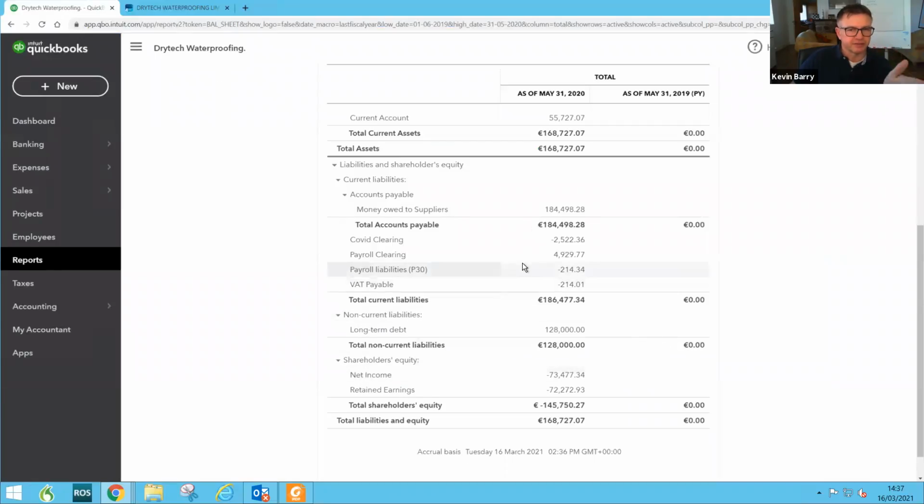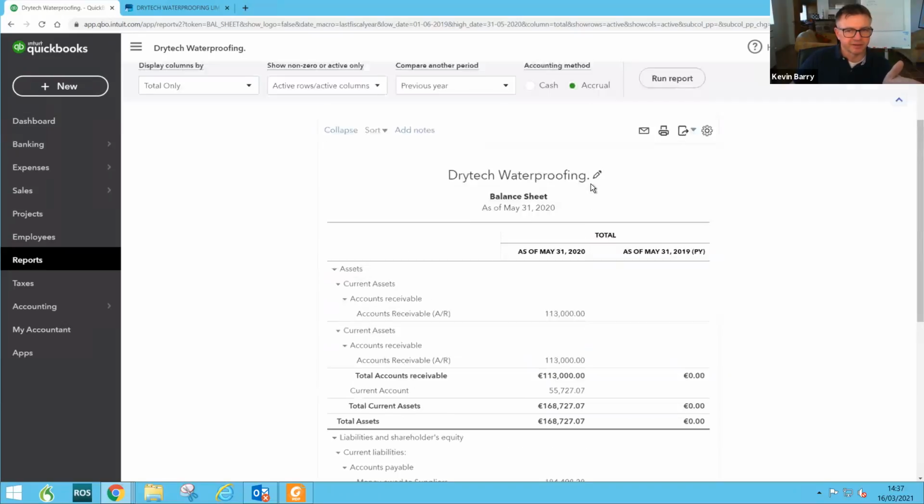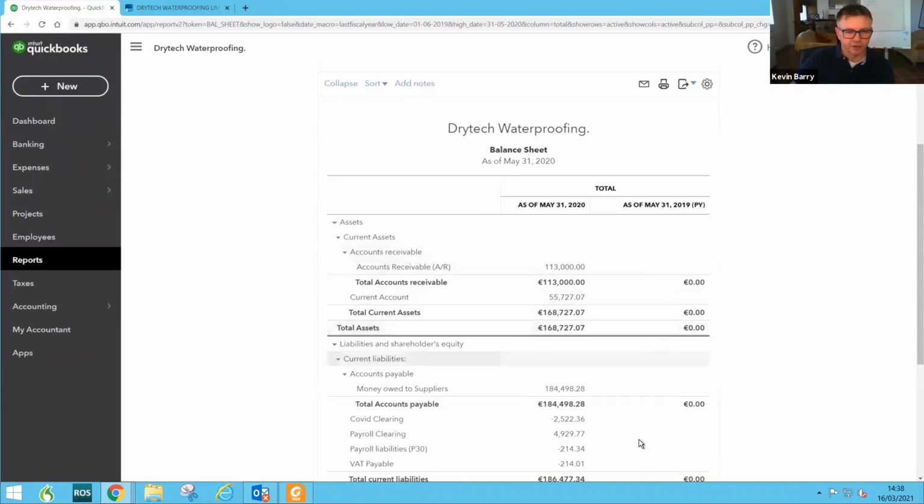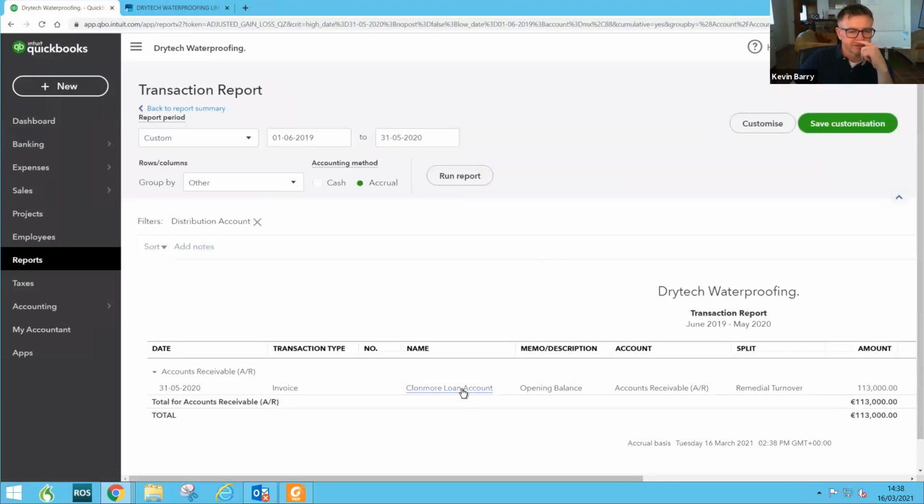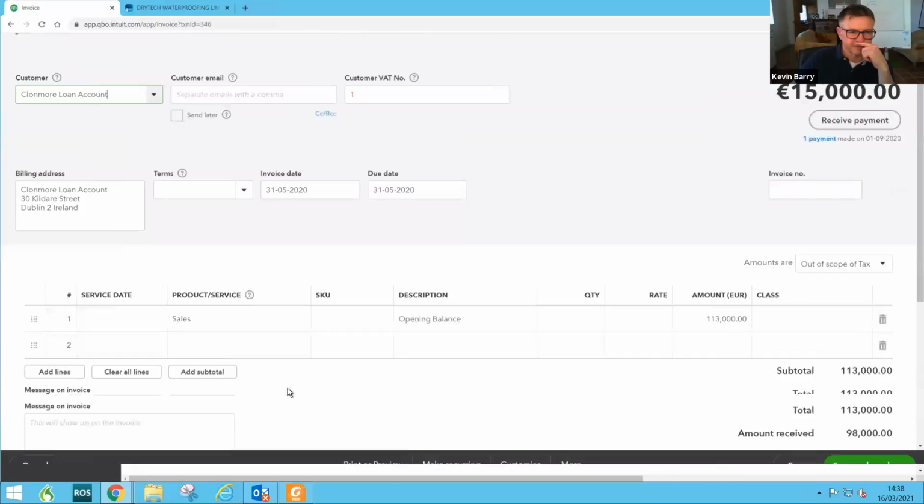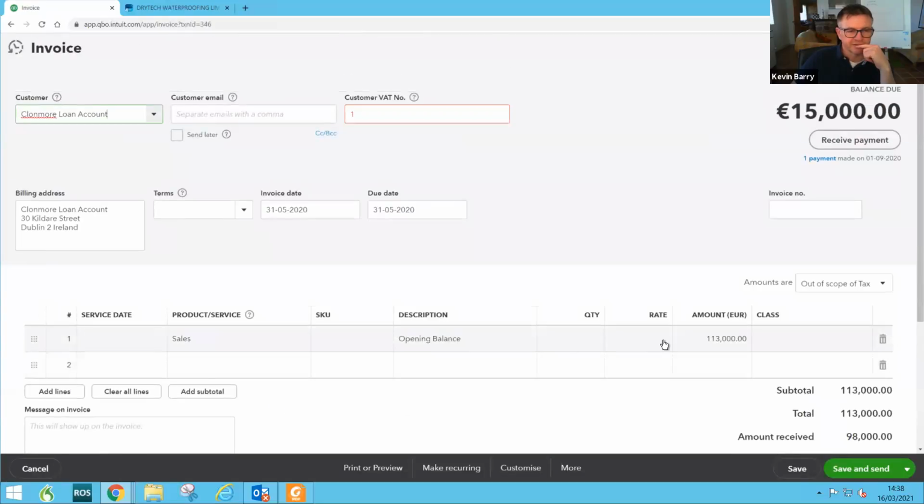So whatever previous set of accounts they had done by their accountant would need just to have the opening positions put in. So I see there 113,000. It's a very round number. So these are probably taken from the previous set of accounts. Now, that's what was owed to this business on the 31st of May. It's actually in the wrong position here.